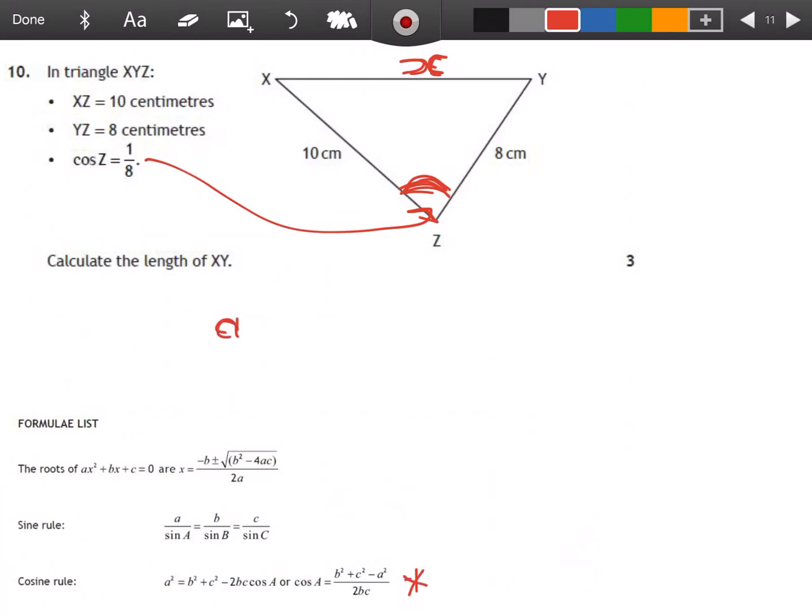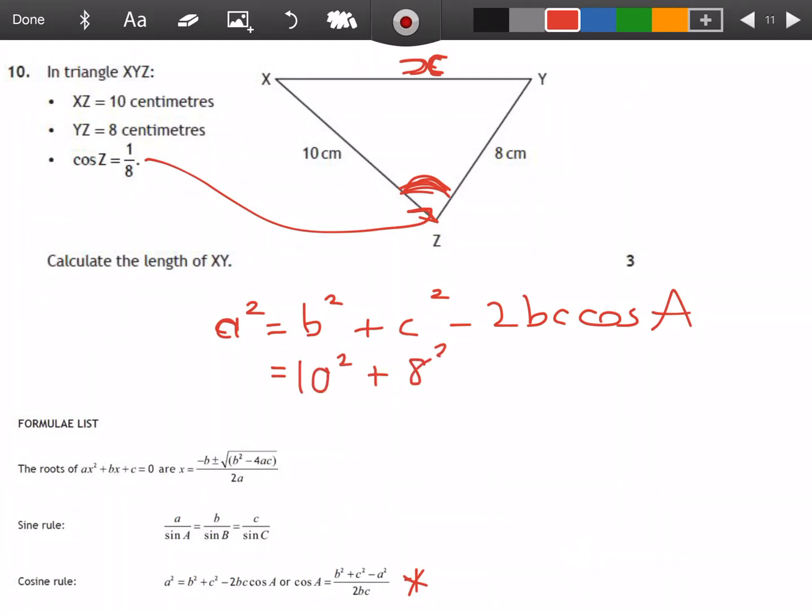Now, you're probably sitting here thinking, oh my goodness, how can we do that with a non-calculator paper? Remember, they have deliberately picked numbers that are going to work, okay? b squared and c squared, they're your two sides. Doesn't matter which is which. Take away 2bc cos A, 2 times 10 times 8 times cos A. Now, cos A is cos of the angle. Cos of the angle is an eighth, not cos of an eighth. It's just an eighth.